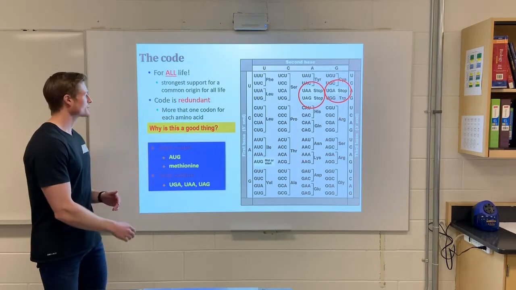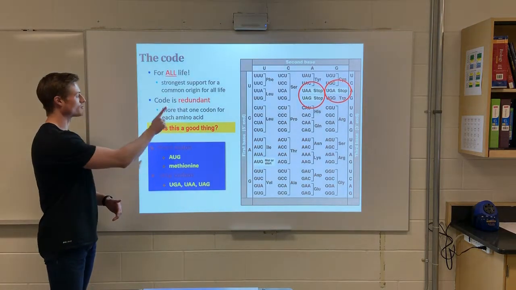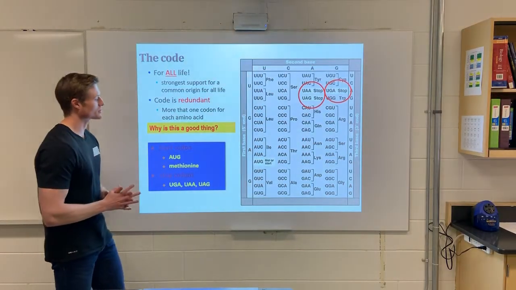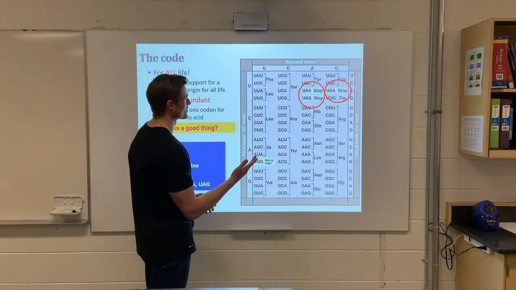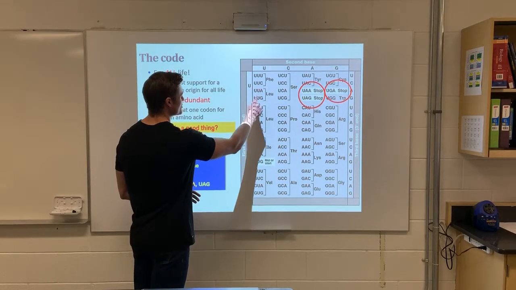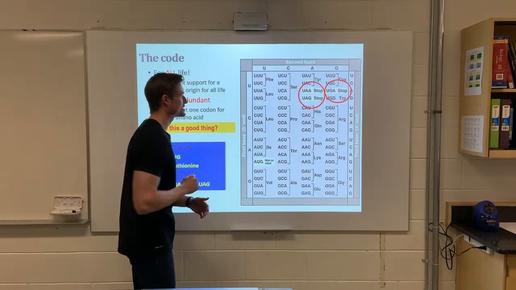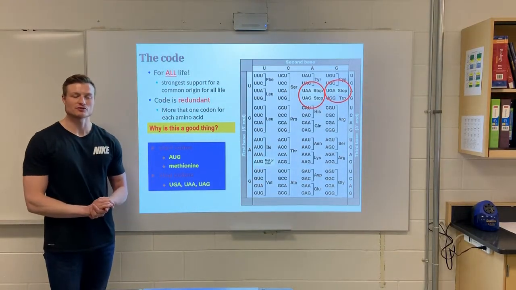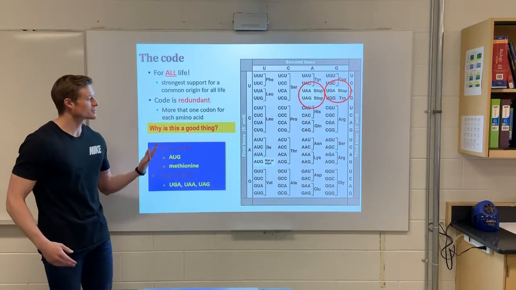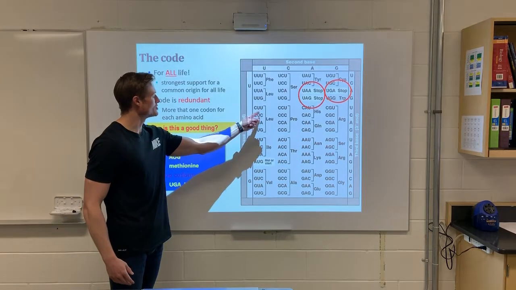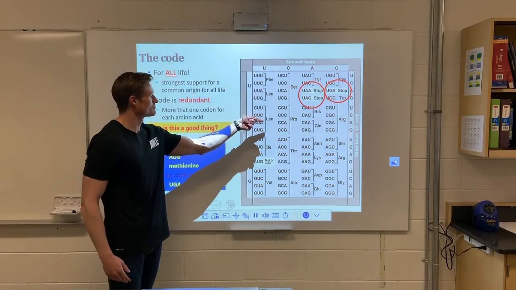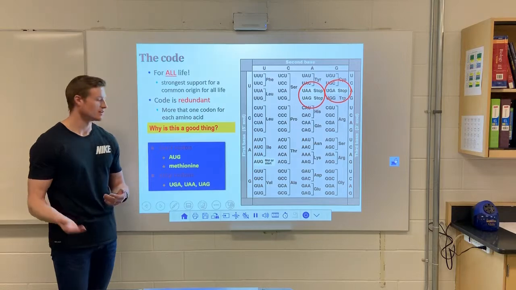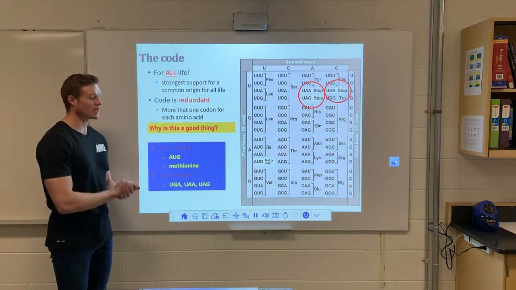Because the code is redundant, meaning more than one codon will code for the same amino acid. So for example, let's just pick one here, leucine. 1, 2, 3, 4, 5, 6 different ways you can make leucine. Why is that important? Well, because if there are any issues or mutations or mistakes made, let's say for example you were supposed to have CCU, but you ended up with CUC, does the amino acid change? No, it doesn't, and then the protein will function just fine. So if there are mistakes made, it's okay, sometimes.